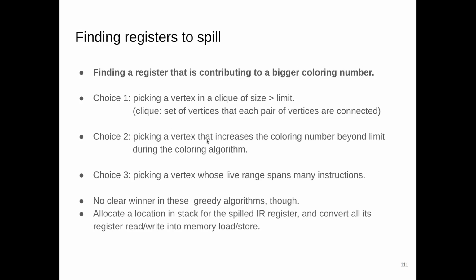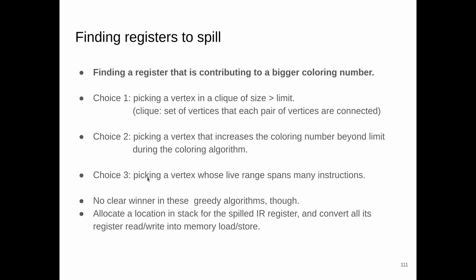Pick a vertex that just increases the coloring number beyond the limit during the coloring algorithm, which is recursive over the graphs. And after spilling this vertex, the recursive algorithm will likely proceed more. It is not guaranteed that after spilling this vertex, the allocation is successful, but it will proceed to further steps.